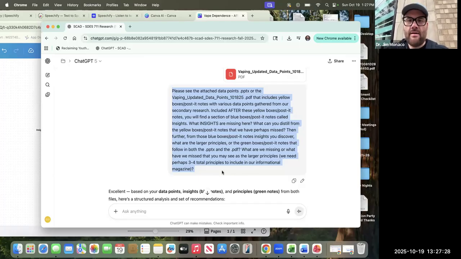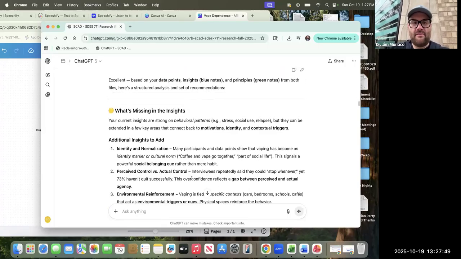So I was trying to give generative AI possible cues. What insights are missing here? What can you distill from the yellow boxes, et cetera, et cetera? What are we missing? Or what have we missed that you may see as larger principles? We need perhaps 3 to 4 total principles to include in our informational magazine. So that was kind of the cue that I gave.